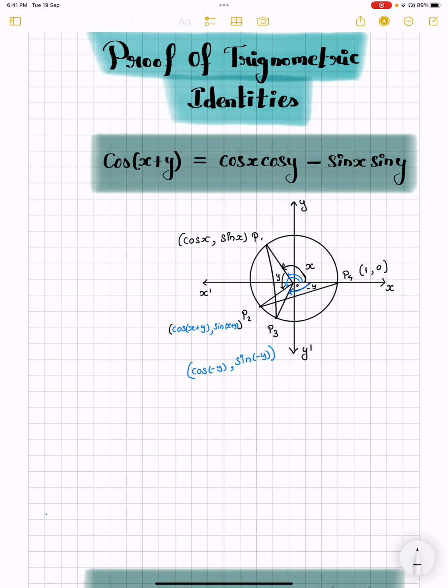And if O is a center, then OP is going to be equal to 1. OP4 is equal to 1. So now we are done with our coordinates we have.